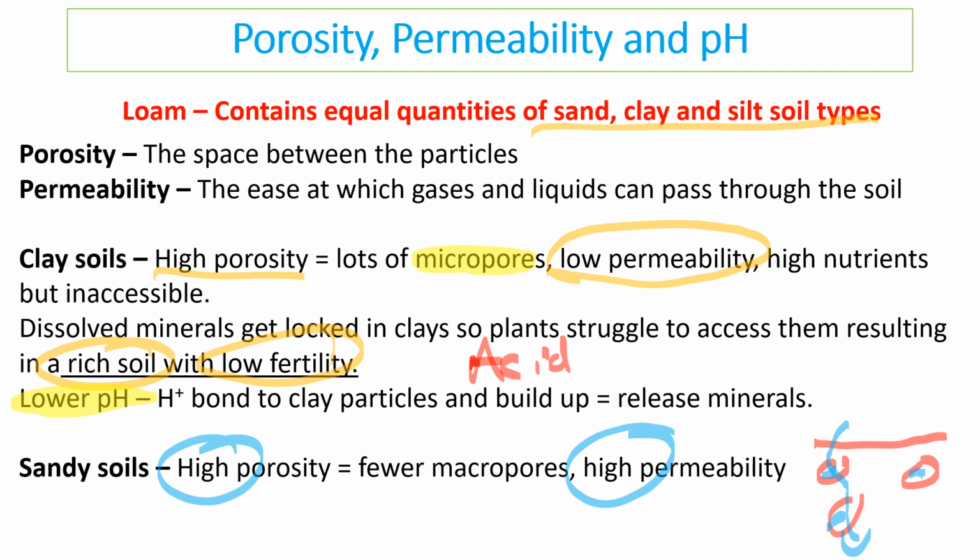So you need to be able to explain why both of them have high porosities, because clays have lots of micropores, and sand has fewer macropores, but that means bigger. Macro means big, micro means smaller. But the permeability of clay is low because the water movement isn't possible through the micropores, but it's high in sandy soils because the movement of water is easier through macropores.